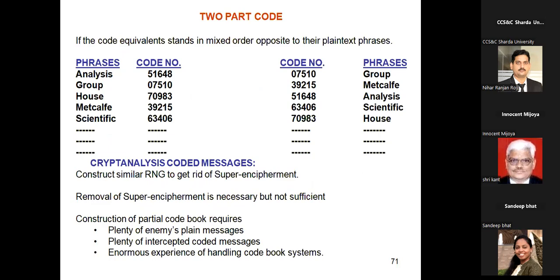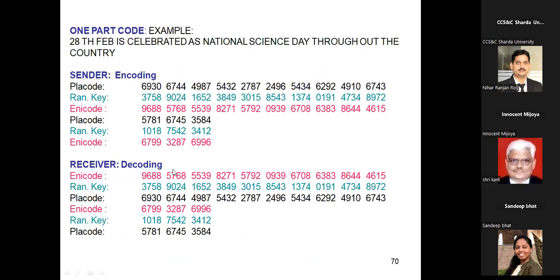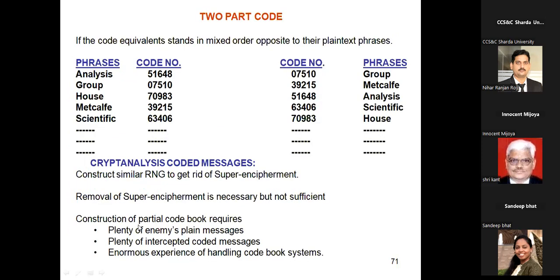So if the code equivalent stands in the mixed order opposite to the plain text variable, you can see in this. Cryptanalysis of a coded system, construction of a similar RNG to get rid of super encipherment, is very, very difficult. Unless you have the same RNG which generates the same thing, how will you do it? You may generate some other, but not the same. That is the problem. Removal of super encipherment is necessary, but not sophisticated.